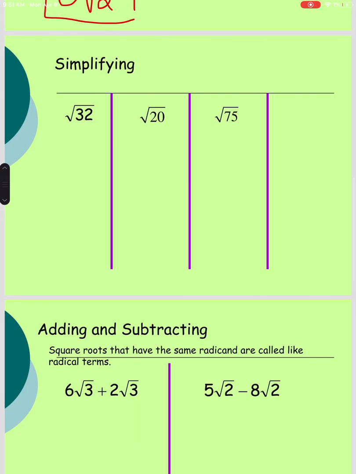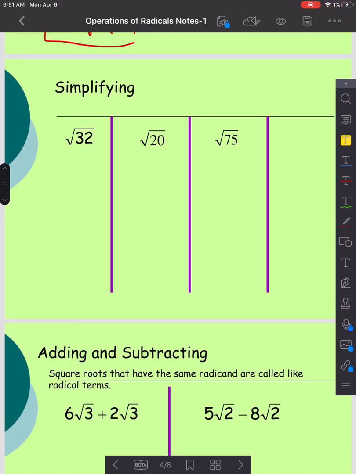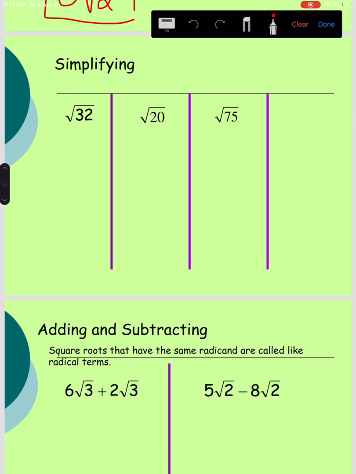So the square root of 32, again, we need to find a perfect square that goes into 32. So 16 times 2 is 32, so it's the square root of 16 times the square root of 2. And the square root of 16 is 4, and we don't know what the square root of 2 is, so we leave it as radical 2.